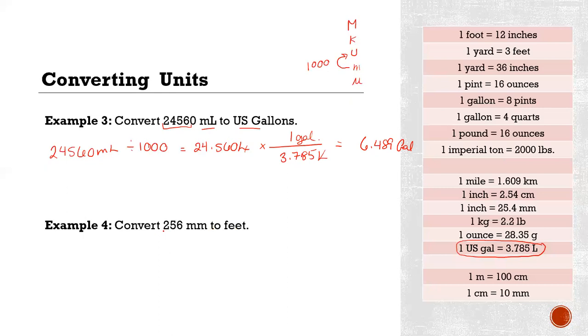The next example. Okay, so for example 3, just 2 conversions, break it into 2 different steps. Sometimes those ones are a little trickier to do. The next example is the same kind of thing. We have millimeters to feet.